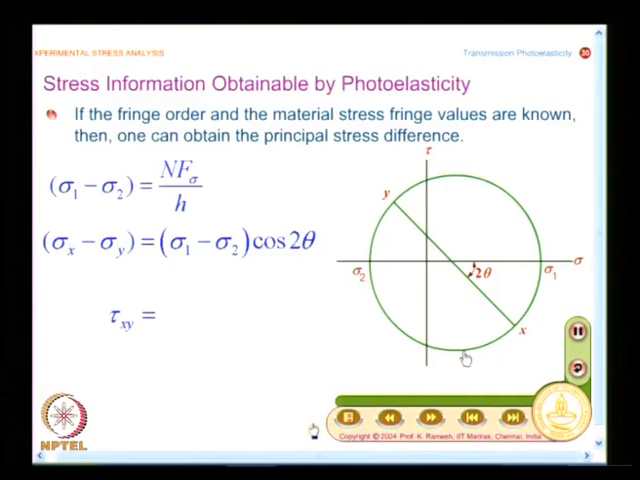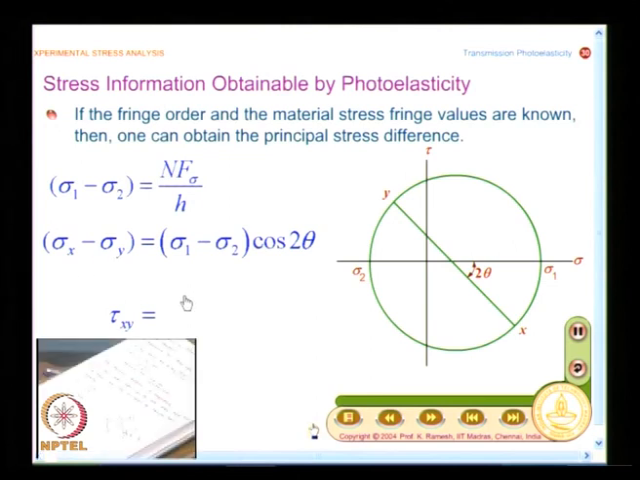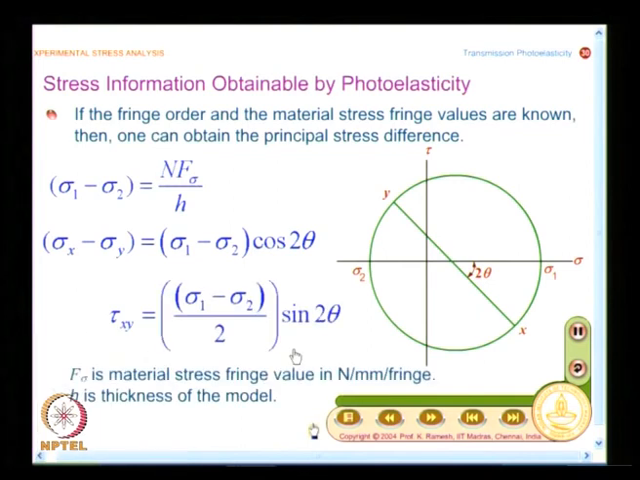So, on the Mohr circle, every point on the circle denotes a particular plane, and using this you can also find out what is the principal stress plane, what is the magnitude of sigma 1 and what is the magnitude of sigma 2, and simple geometry will help you find out what is the difference in normal stresses and also the shear stress. What is the value of shear stress? You all know it. It is simply sigma 1 minus sigma 2 divided by 2 into sin 2 theta.